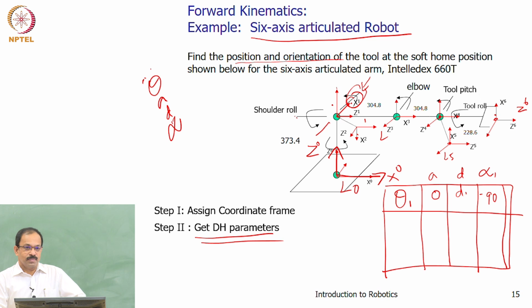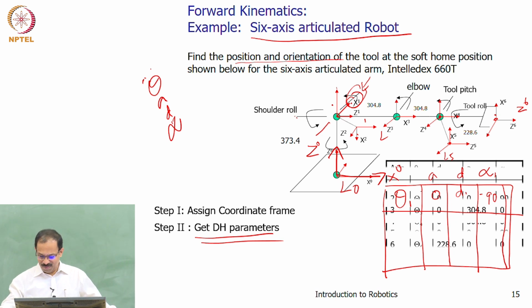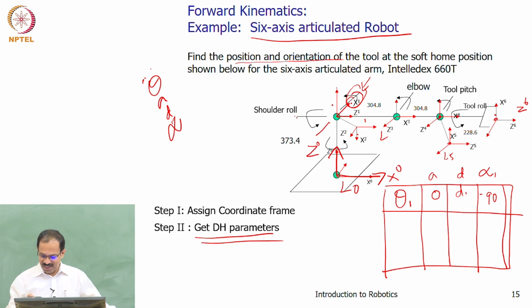Alpha 2, you can cross check your answers later. So find out what is alpha 2. Alpha 2 is z1 to z2. z1 was like this, it has actually moved like this. And with respect to x2, x2 is downwards. Plus 90, okay.